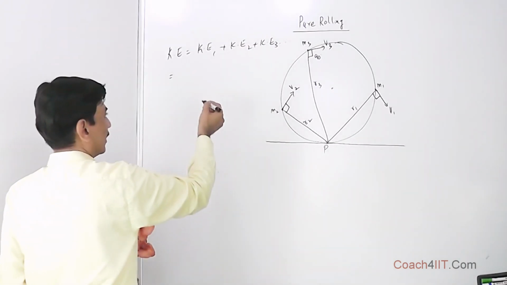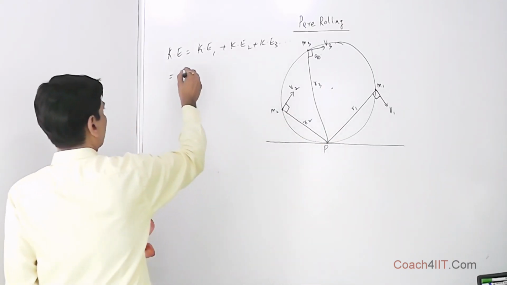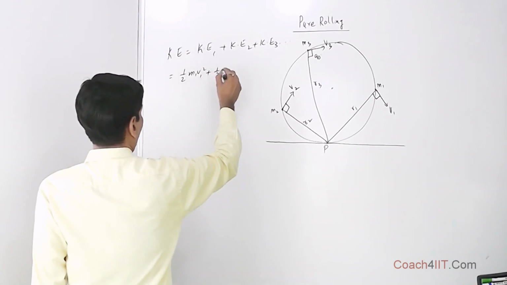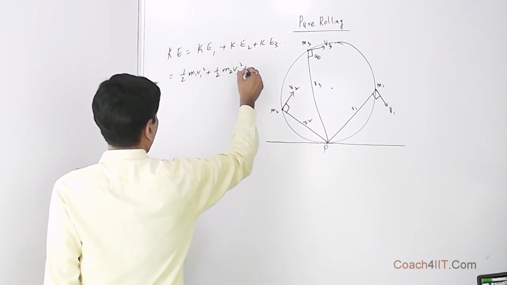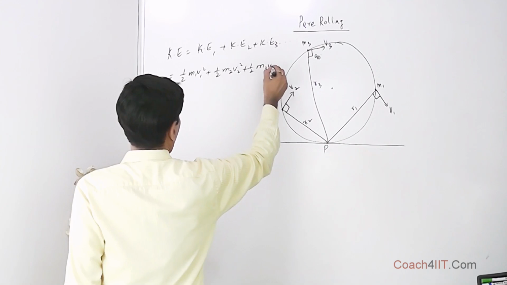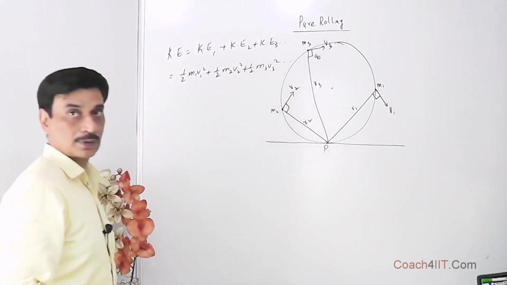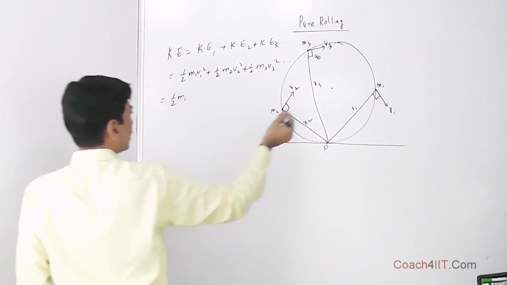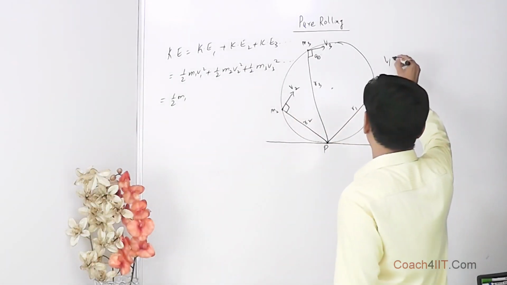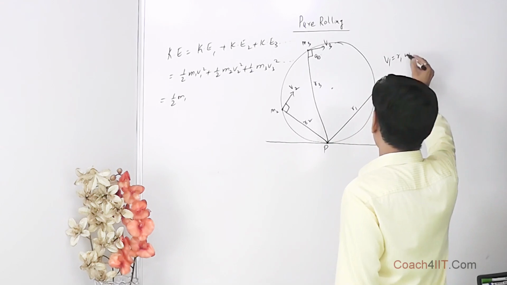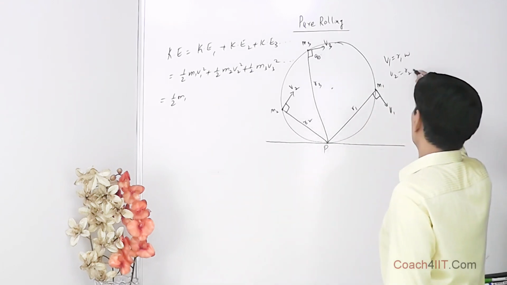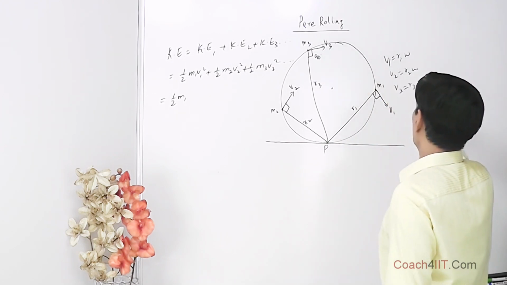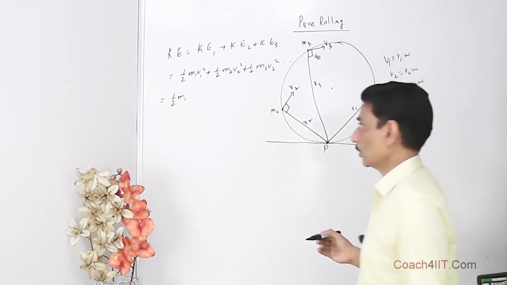That's why the total kinetic energy becomes, for m1, half m1 v1 square. For the second one, half m2 v2 square, plus half m3 v3 square and so on. Now v is equal to r omega. So v1 is equal to R1 omega, v2 is R2 into omega, v3 is R3 into omega, and omega is the same for the whole body.